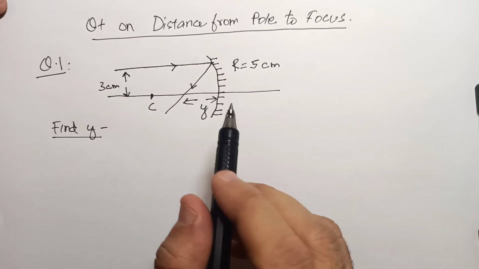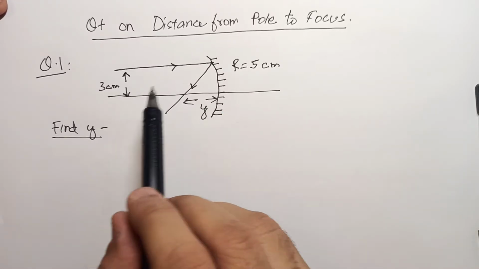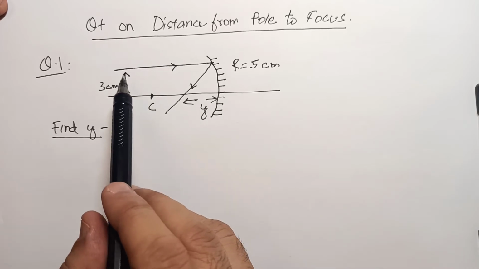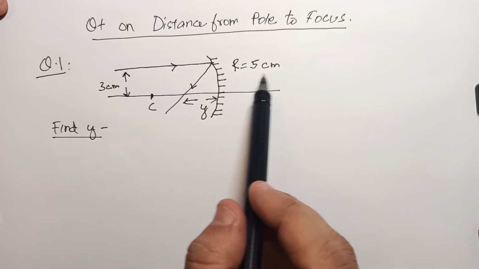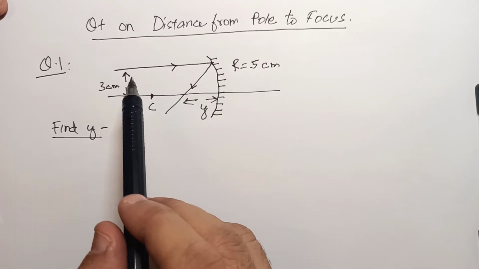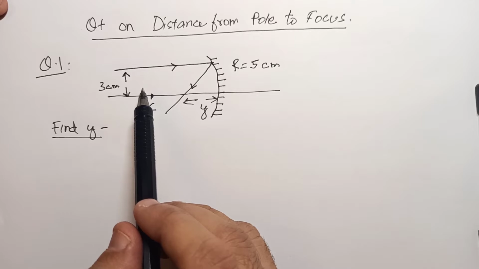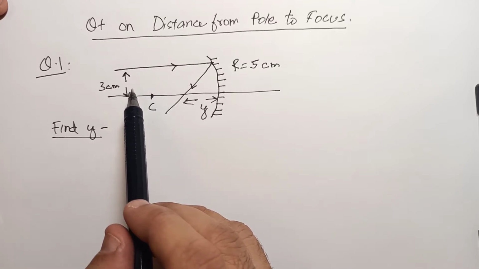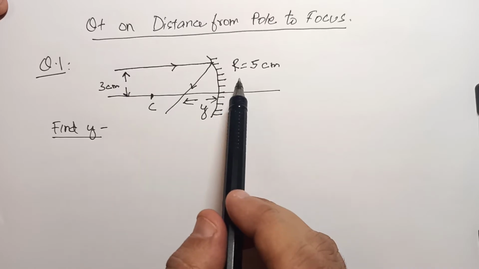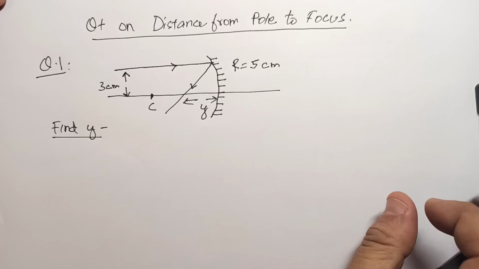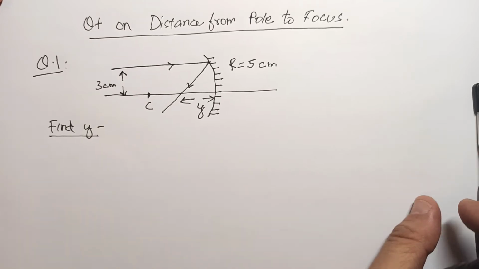So the first thing to note here is this is not a paraxial case. The reason being this is 3 centimeter and radius itself is 5 centimeters. So it's considerably bigger than the paraxial case. So that you have to remember. So now we have to go back and what we have used earlier, we have derived the formula. Let's start from there.